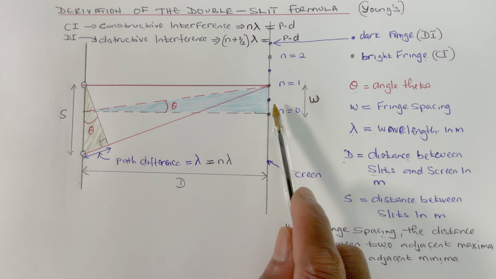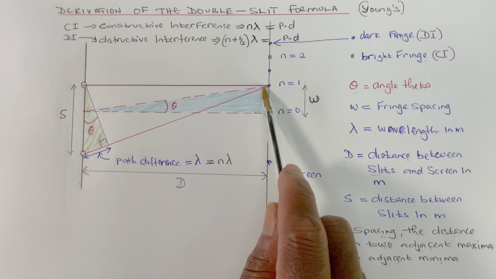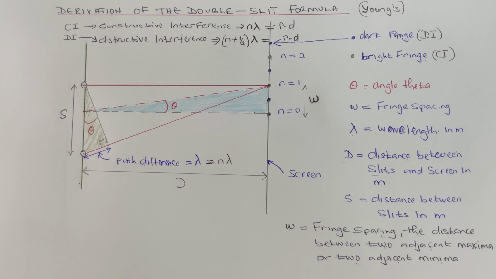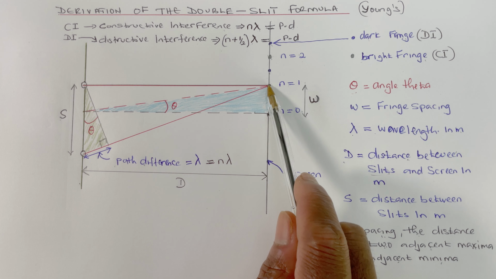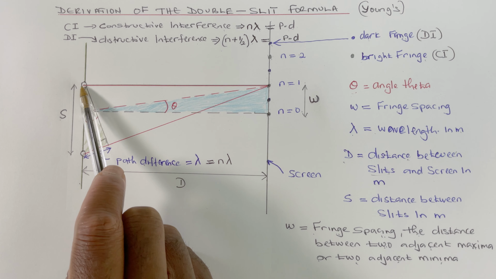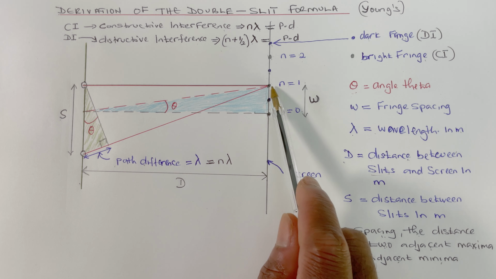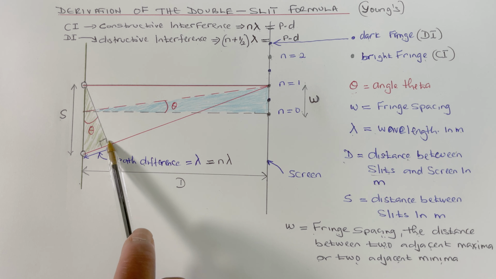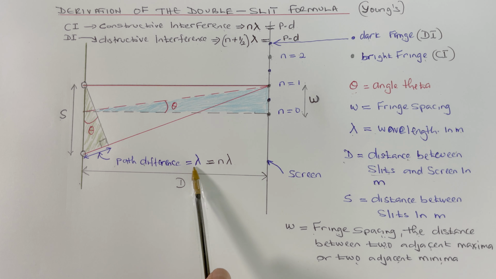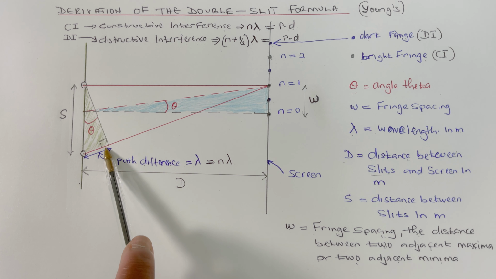So now let's go for the first fringe, and there's the second fringe. For the first fringe here, you've got light coming from there to there, and another one coming from there to there, and the path difference is n lambda, and when n is 1, it's just going to be lambda. So the distance between that and that is lambda.